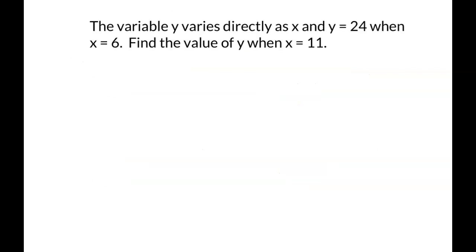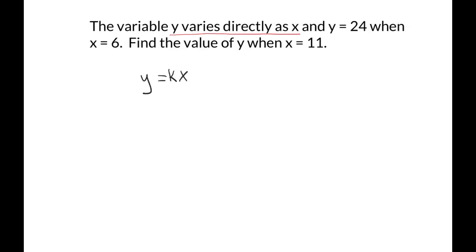Okay, here's a typical problem using direct variations. It says the variable y varies directly as x, and y equals 24 when x equals 6. Find the value of y when x equals 11. So the first thing we're going to do is look at this first sentence and the phrase within it right here. Y varies directly as x. So the first thing we're going to do is translate that. I've got y varies directly as x. Remember that varies directly as turns into equals k.